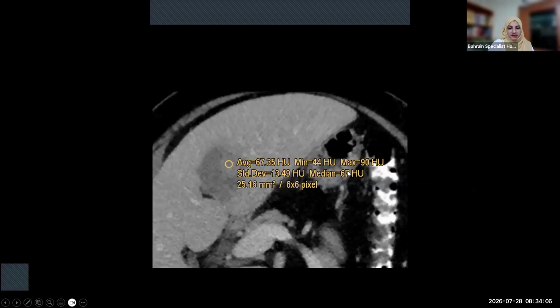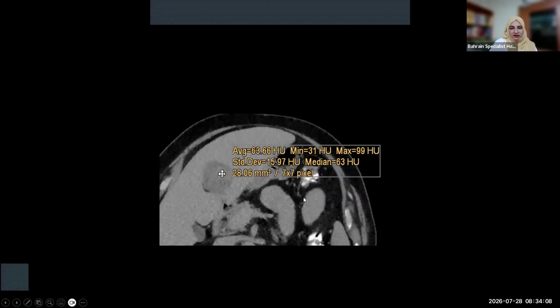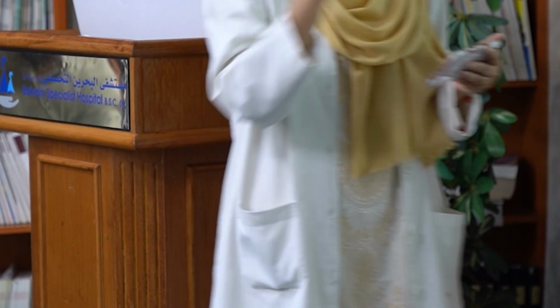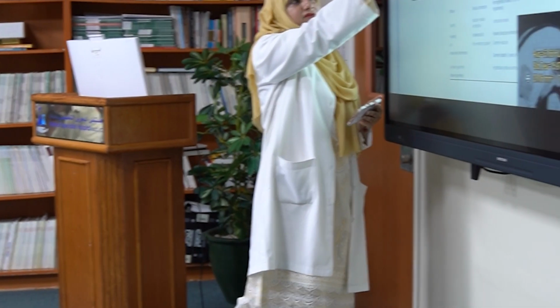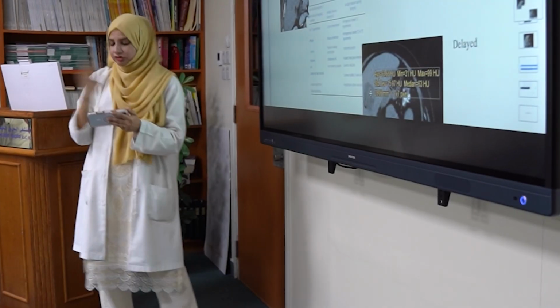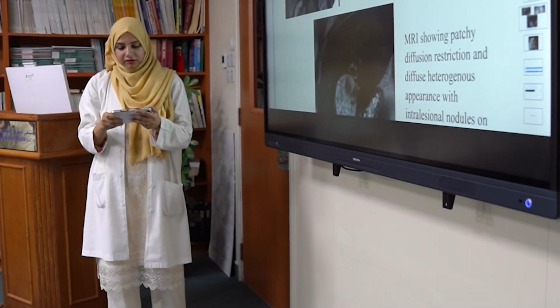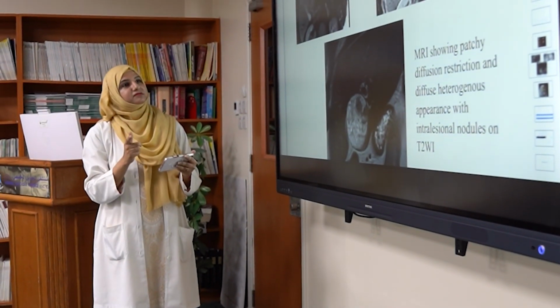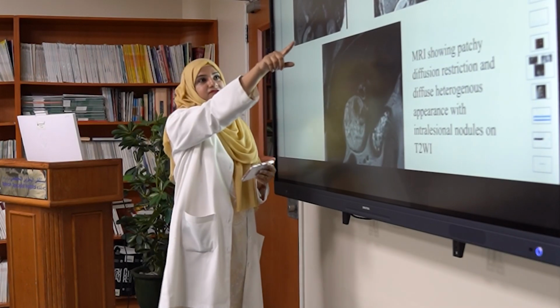Now, coming back to our case, can we try to open the other presentation? Our case showed a criterion of hepatocellular carcinoma, but this characteristic feature was seen in only one of the nodules, and the rest of the nodules were not showing washout. Reviewing the MRI images which were done outside, we can see patchy areas of diffusion restriction.